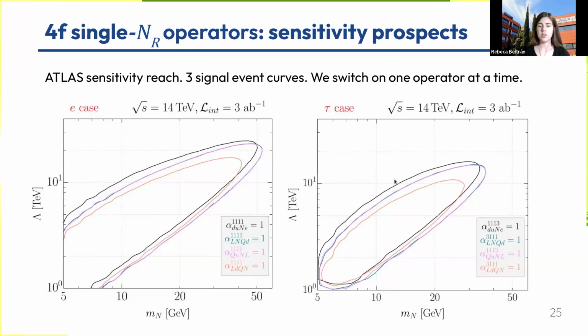We can observe that the sensitivity is slightly worse in the tau scenario, precisely because the reconstruction of taus is more difficult than that for the electron case. But in both the scenarios, we can see that these kind of searches, displaced vertex plus prompt charged lepton, can be sensitive to new physics scales up to 10-20 TeV, and for a mass range of the HNL between 5 and 50 GeV, more or less.